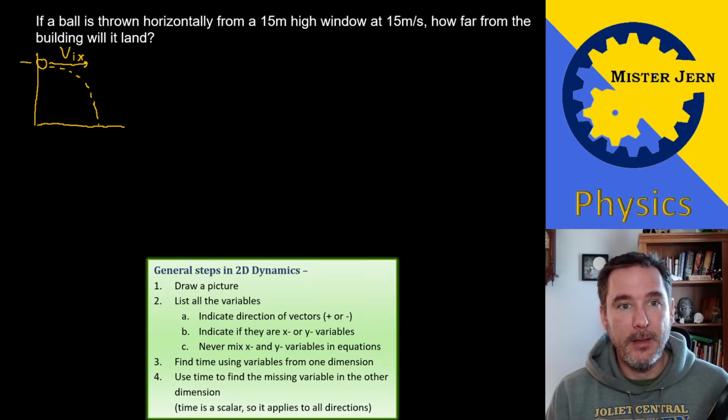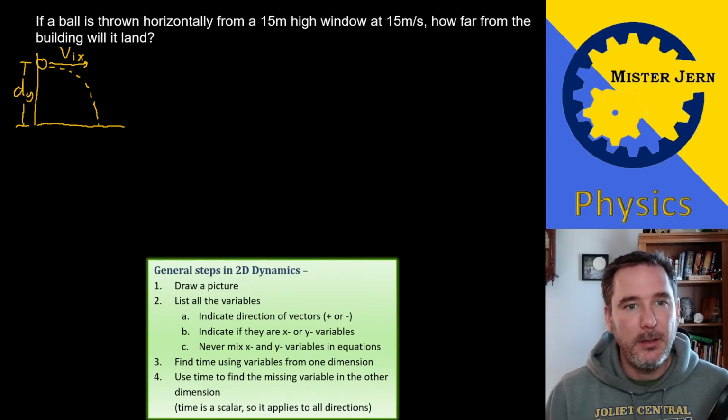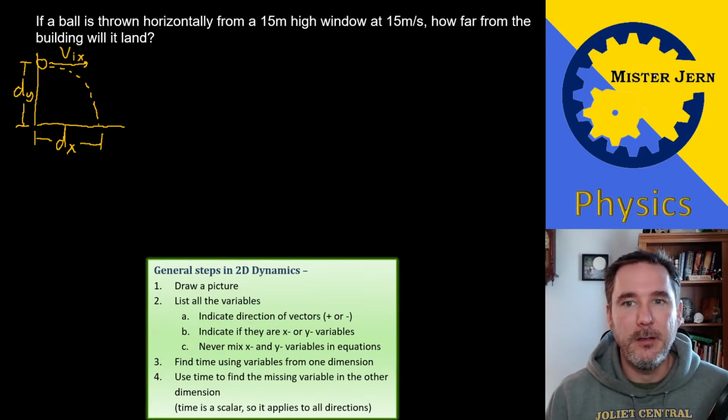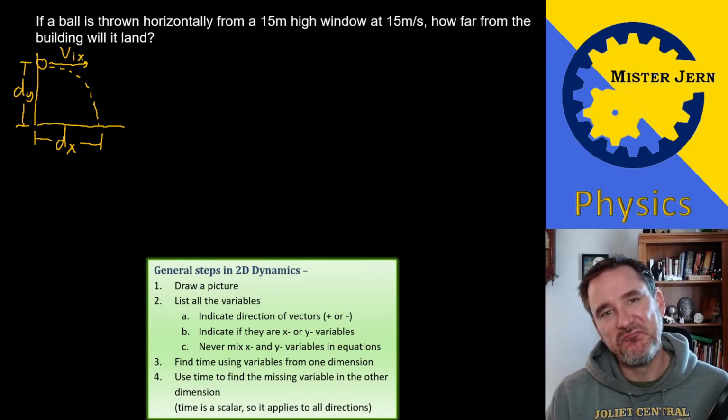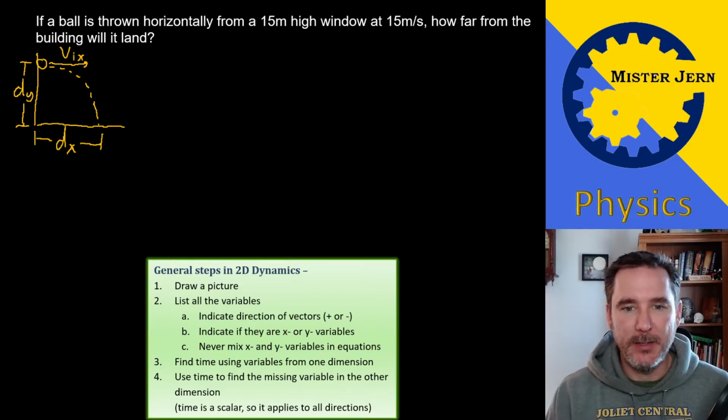We know that the height is going to be our dy, our displacement that it is going to fall, and we would like to know how far from the building it is going to land. That will be our dx, and that's going to be our unknown. This gives you a little picture of what's going on, and it's always a good thing to visualize.